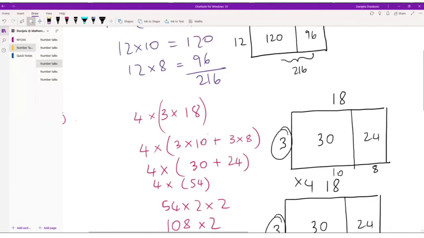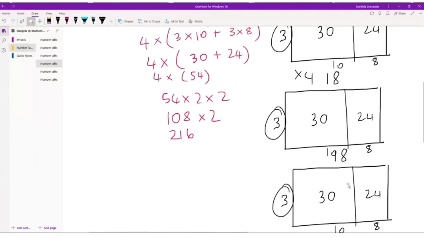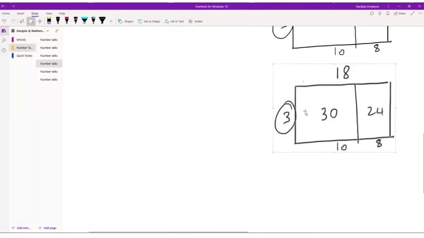All right, and wouldn't it be wonderful if a student actually was able to tell me to do 4 lots of those rectangles like that? That would be showing me a lot of understanding about multiplicative thinking and everything like that.